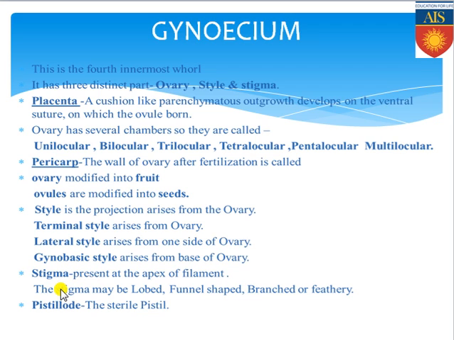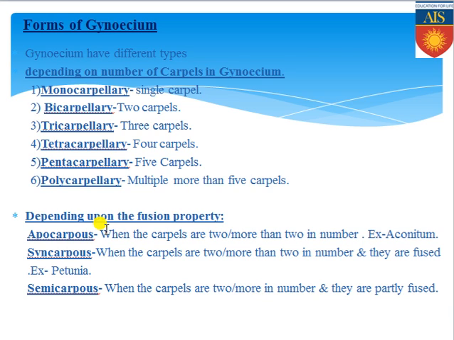Coming to the next point, that is regarding the stigma. It is the uppermost part of the gynoecium, present at the apex, and the stigma can be bilobed or lobed, funnel shaped also, branched or feathery, and also sticky sometimes. Pistillode: if in any flower the pistil portion is sterile, at that time it is known as pistillode flower. And if the pistil or the gynoecium is present, those flowers are known as pistillate flowers. Pistillate means the pistil is present, and if it is sterile, it is pistillode.